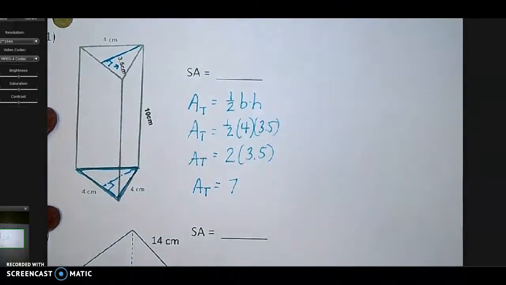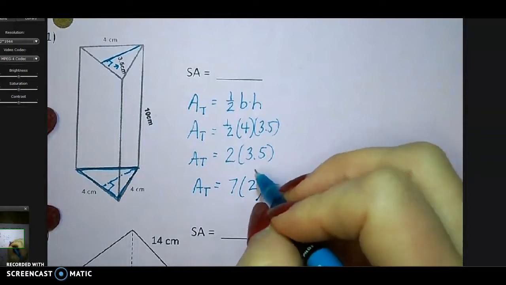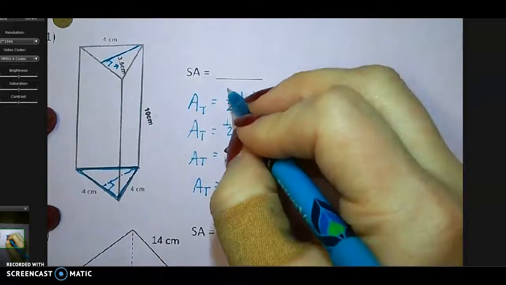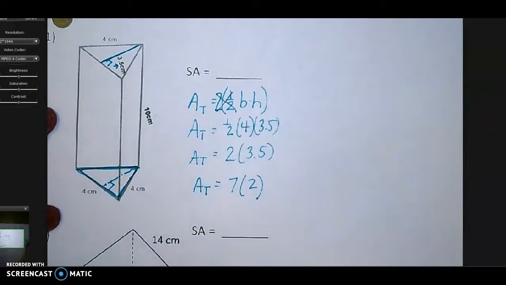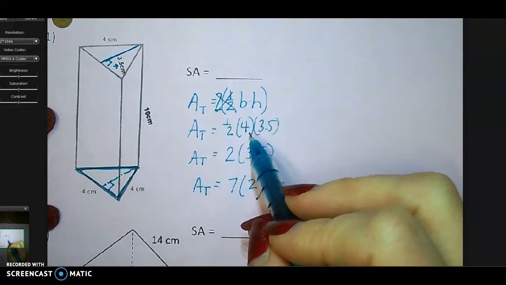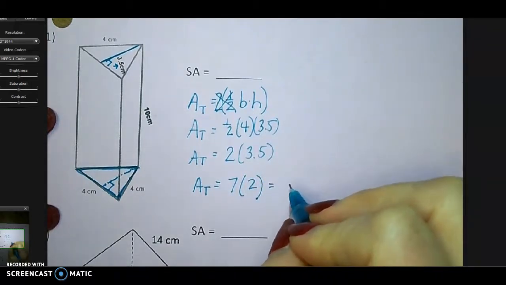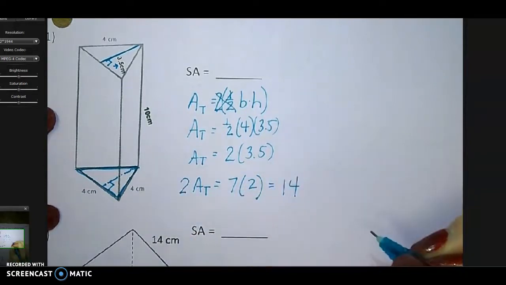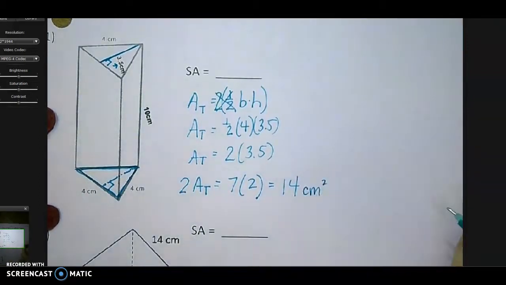Now I have 2 of those, so I'm going to multiply that by 2. Now the other thing you could see is you're like, I have to multiply by 1/2, and then I need 2 of those. So if I start out like that, these two are going to cancel each other out. I never have to do that half part. I would just go ahead and multiply 4 times 3.5. But no matter what, I find out that the total area for the 2 triangles is 14. And this is centimeters squared, because remember, this is area.